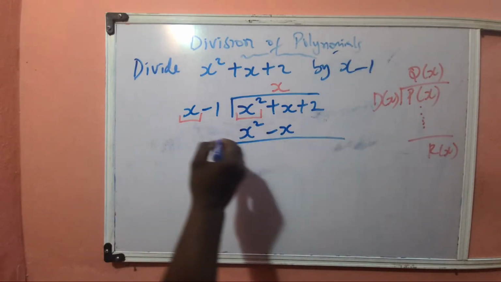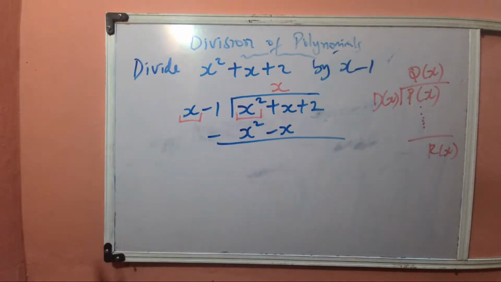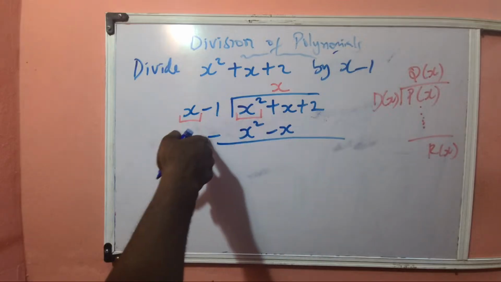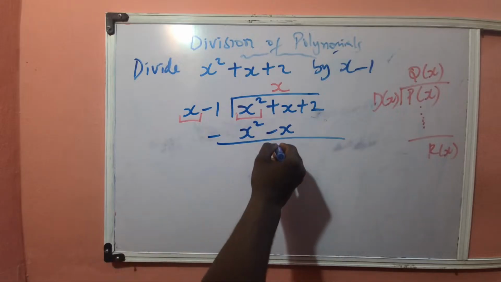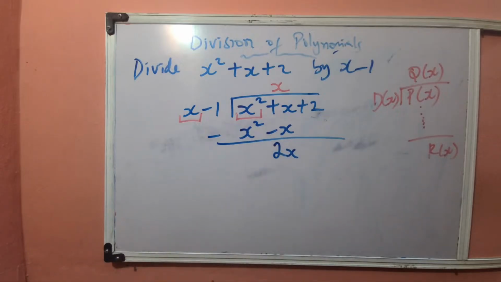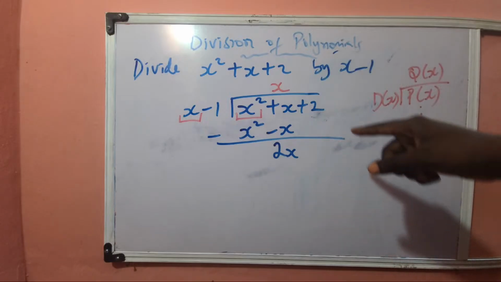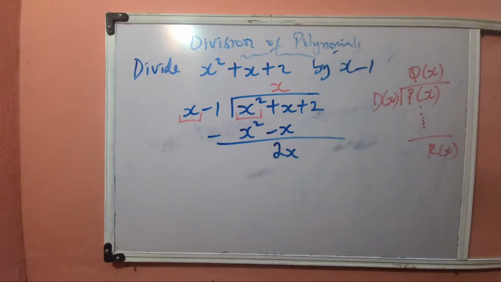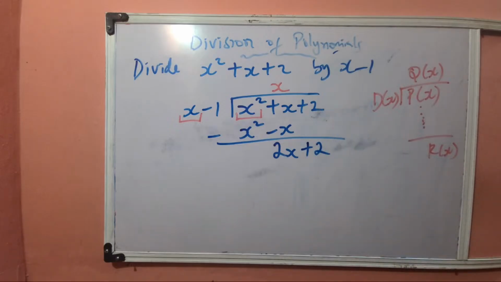So what do we do next? We go on to subtract. We have x squared minus x squared, that goes away. Then we have x minus minus x. That will give me a value of what? 2x. Because minus times minus will be plus, x plus x, that will give me 2x. So you go on to bring down the leftover term, that was 2. So you bring that down, so you'll be having a plus 2. Now, you are done with the very first phase.